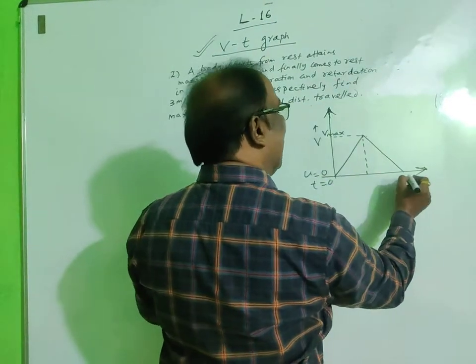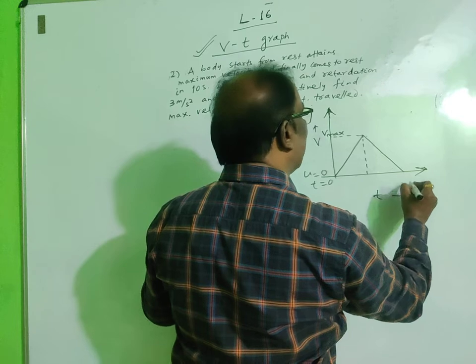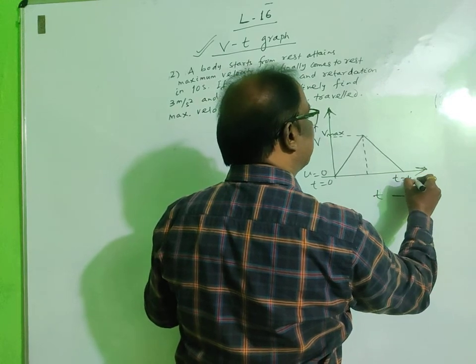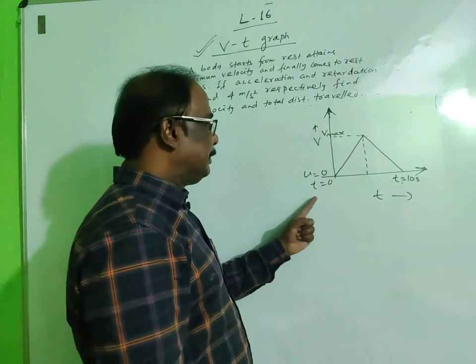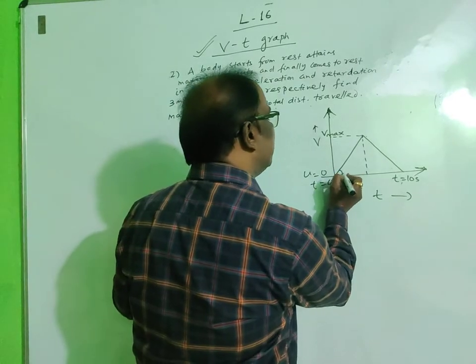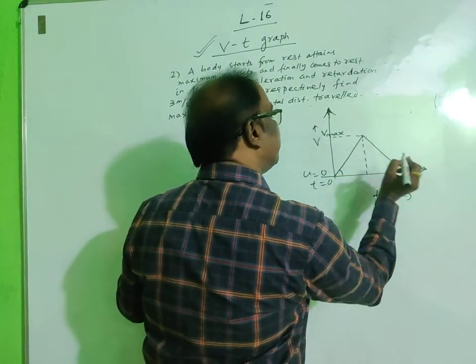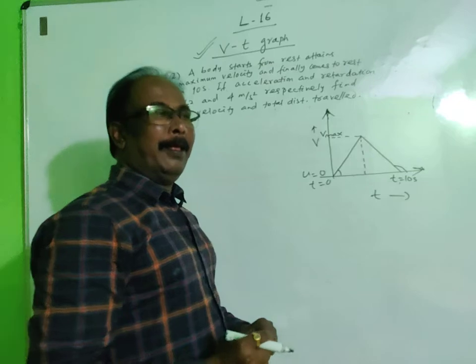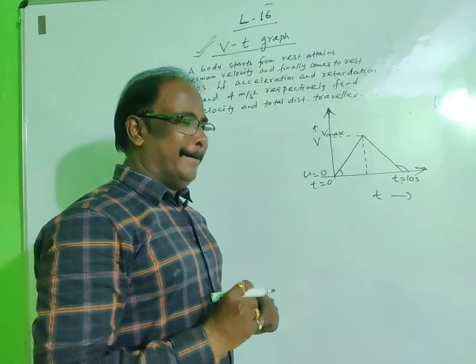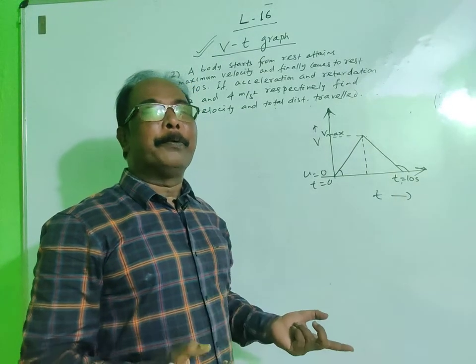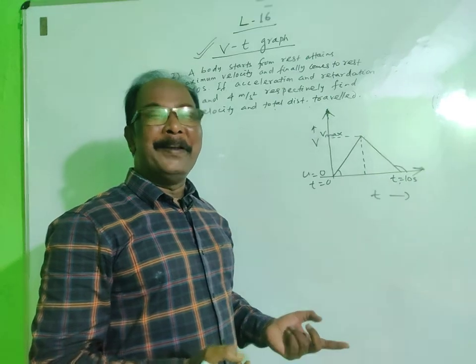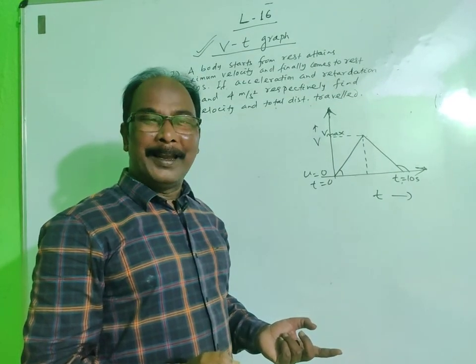Total time taken is t, which is given as 10 seconds. This is accelerated, slope is positive. Then retarded, slope is negative. This is a conceptual question, an alpha beta question. This is called an alpha beta numerical.